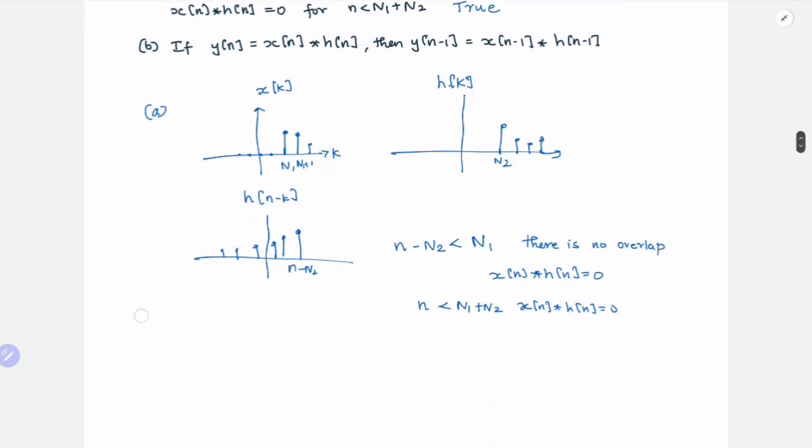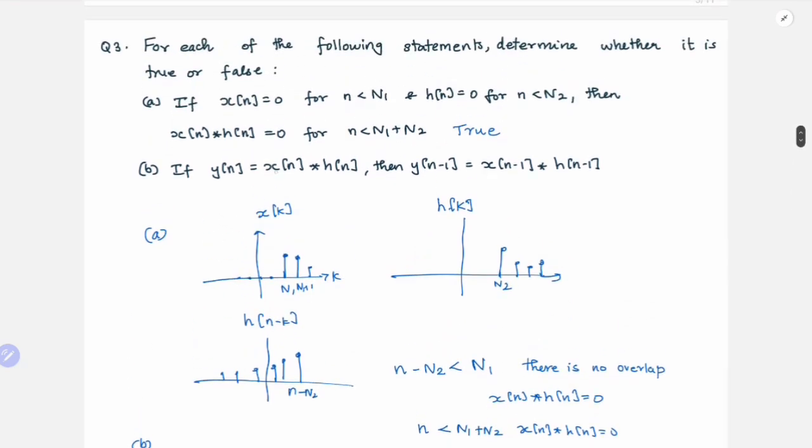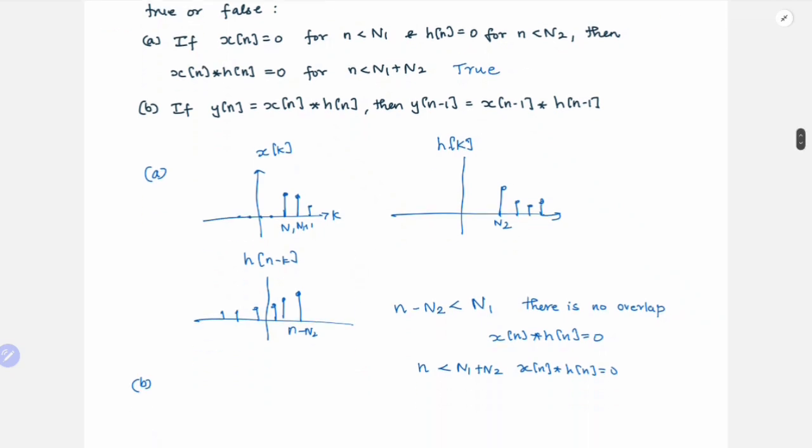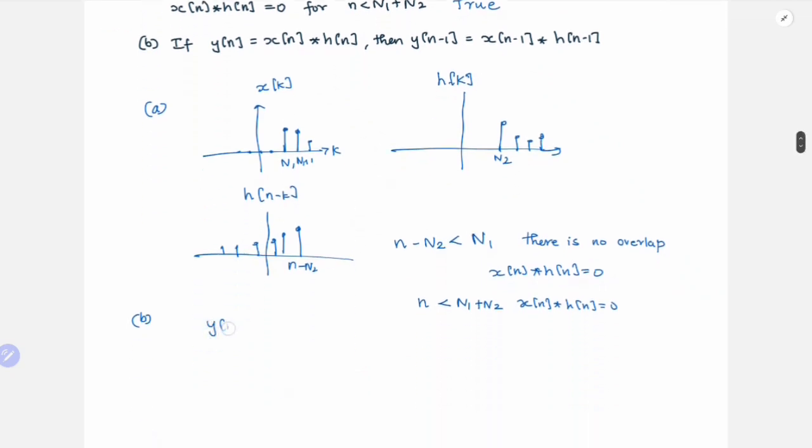So the B part, what they have given, if y of n is equal to x of n convolved with h of n, then y of n minus 1 is equal to x of n minus 1 convolved with h of n minus 1. So what do you think? Is it true or not? So let me write it down.